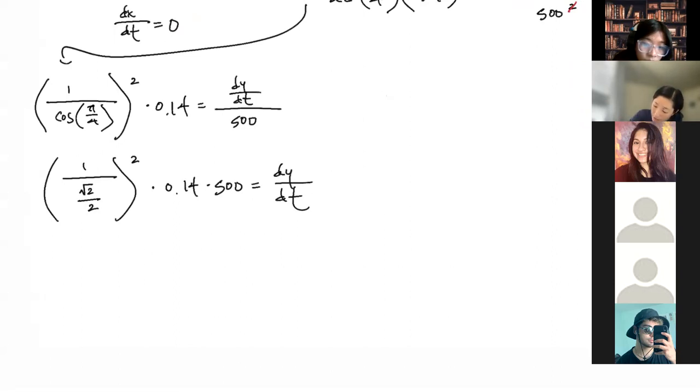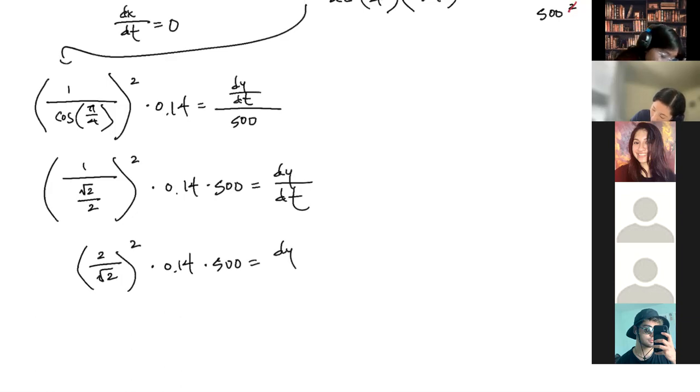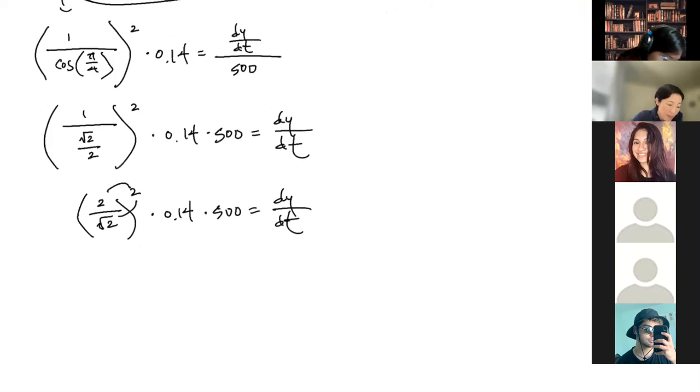Now, one thing I think sometimes we get lost in fractions, but whenever we have a 1 over fraction, that's really asking for the reciprocal. That's all that's asking. So I'm going to go ahead and write this as 2 over root 2 squared times 0.14 times 500. And then I'm going to square both the top and bottom. That will give me, let's see, 4 over 2 times 0.14 times 500.